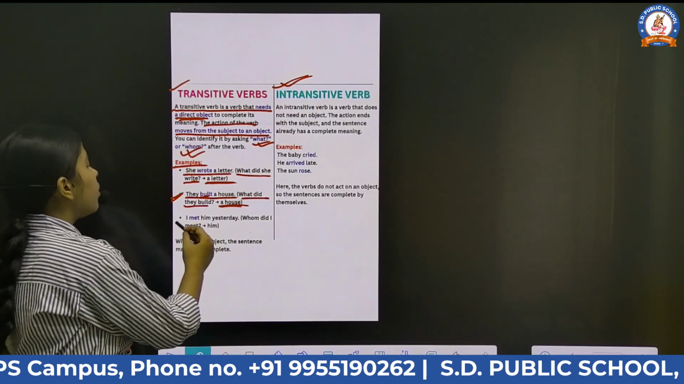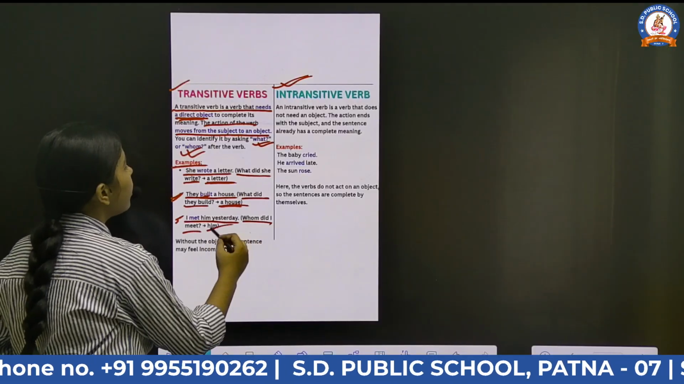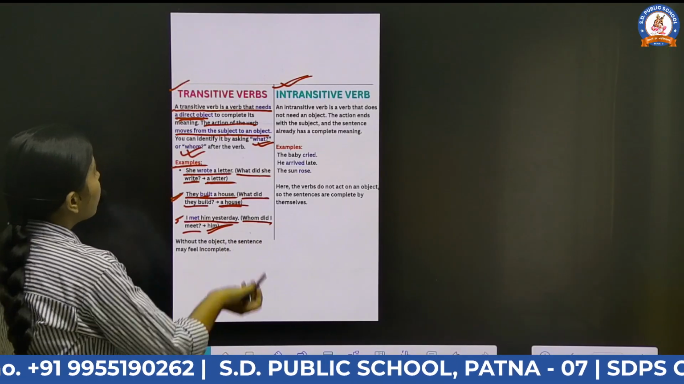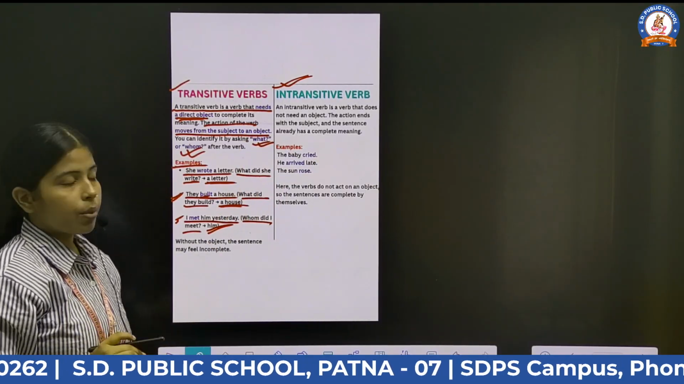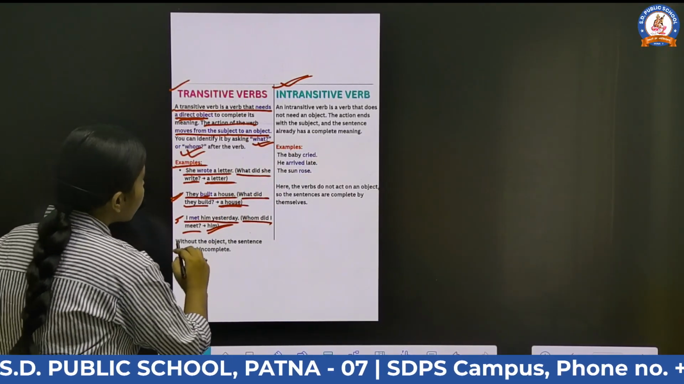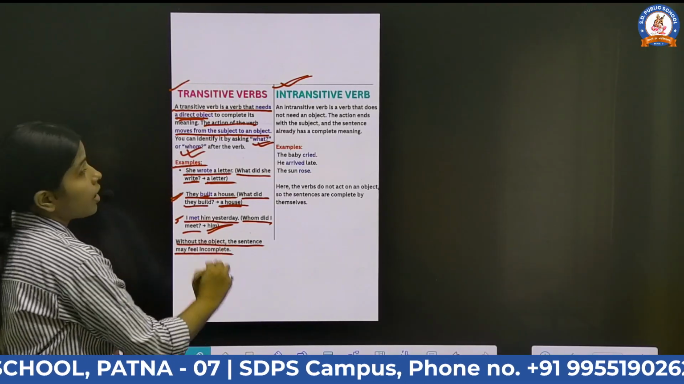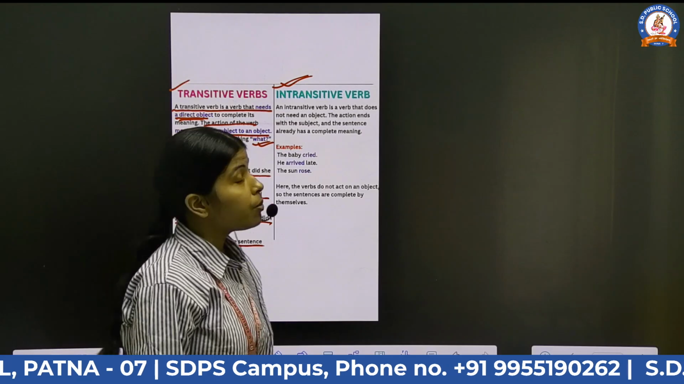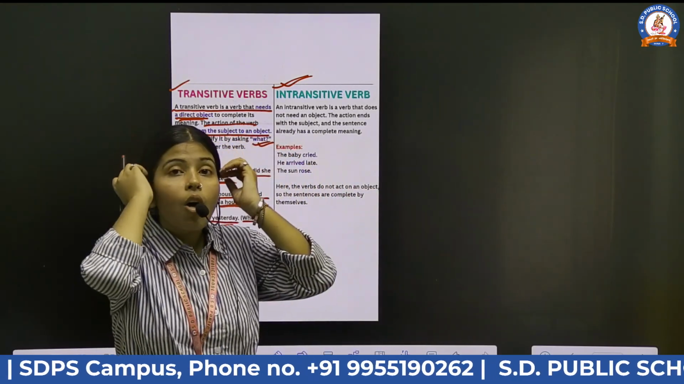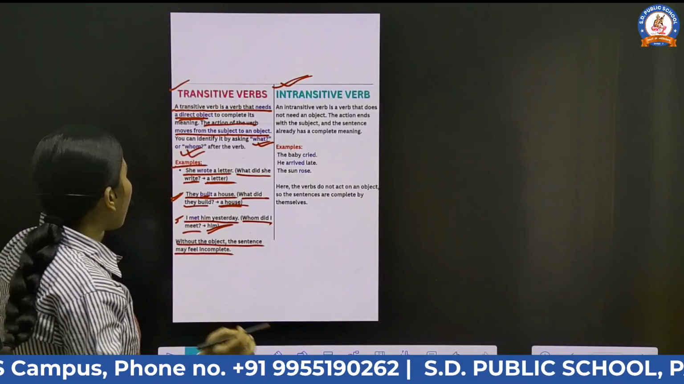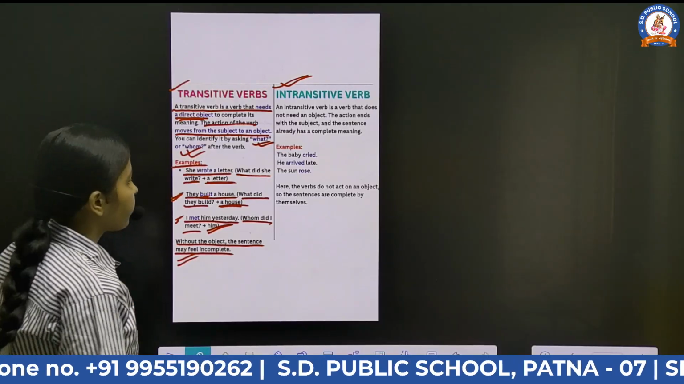The third one is: I met him yesterday. Whom did I meet? I met him. So these are the verbs which need an object with them. Without the object, the sentence may feel incomplete. In transitive verbs, we have to make sure that it has an object in it, right? Without an object, it will feel like an incomplete sentence.